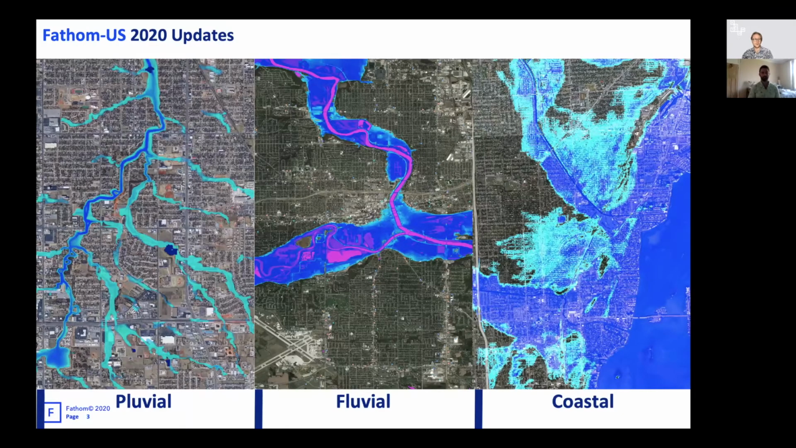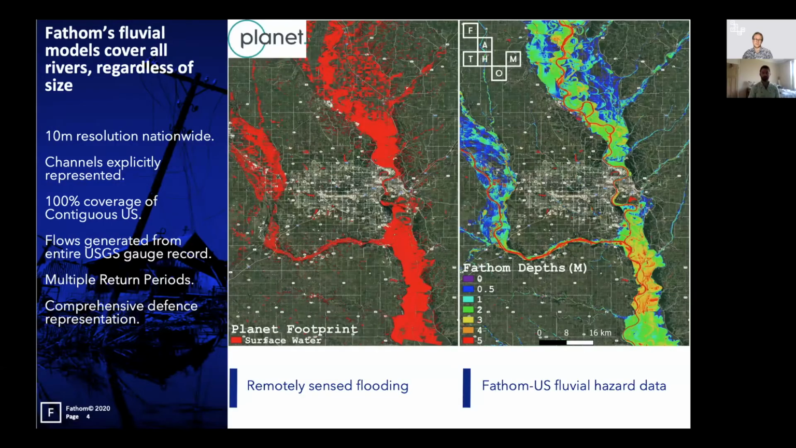Our new 2020 release of flood hazard data covers the three primary drivers of flood in the US. These are pluvial, so surface water flooding from intense rainfall; fluvial, so river-based flooding; and, for the first time in our data, coastal flooding, which is the interaction between tidal action and atmospheric storm surge. So, a quick summary of the three data sets, starting with fluvial data.